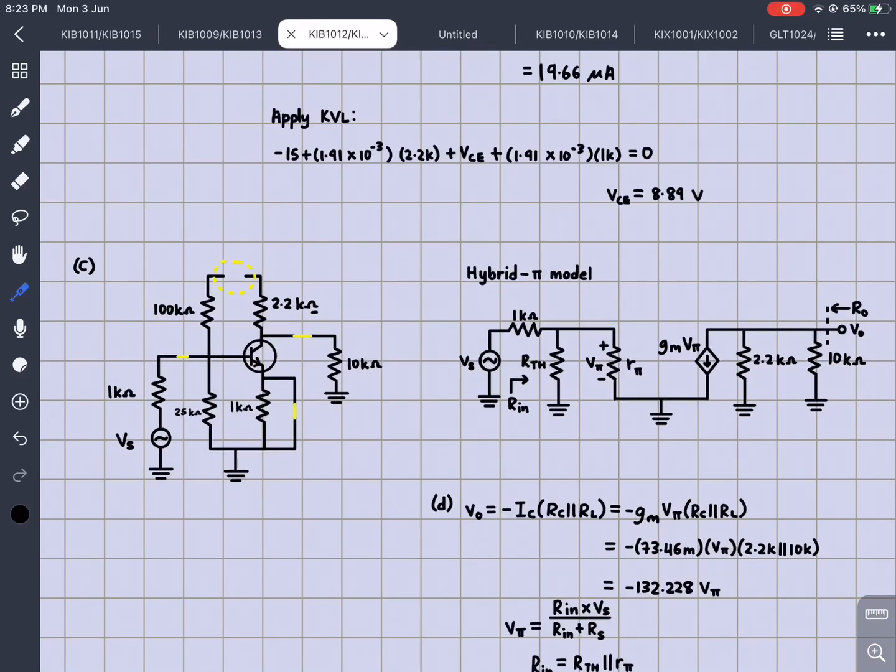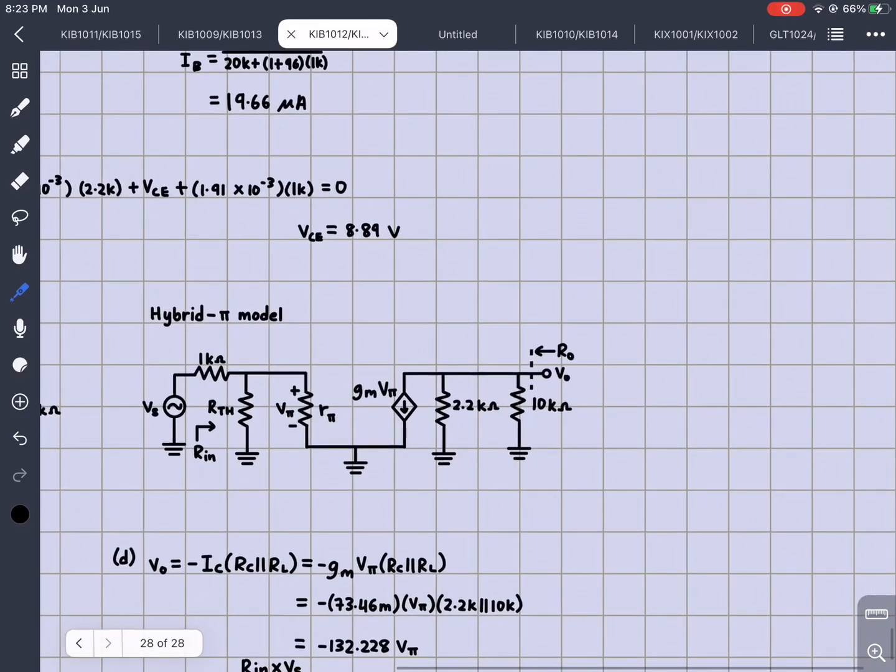The third question requires us to sketch the small signal equivalent circuit for the amplifier. During AC analysis, the capacitor will be short circuit, while the DC source will be open circuit. In the circuit, there is one resistor that is parallel to a short circuit, so the resistor will also turn into a short circuit.